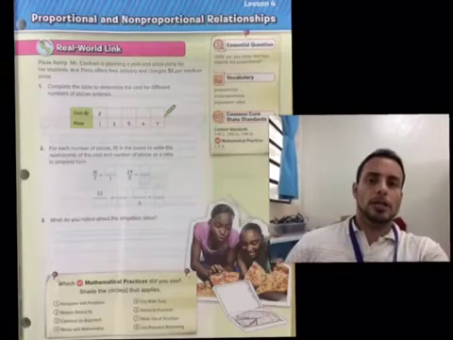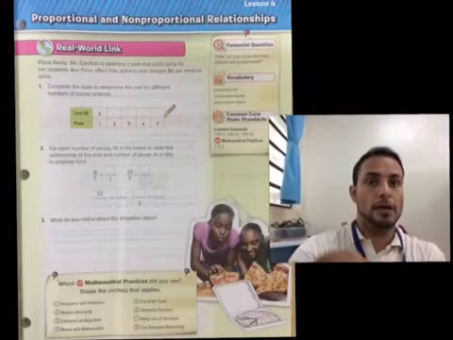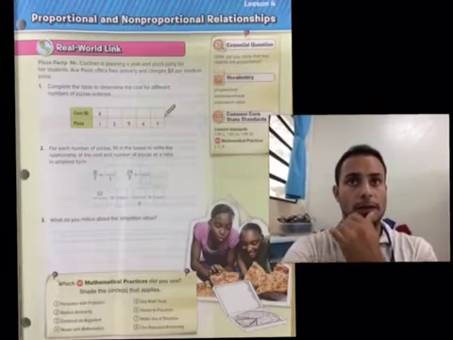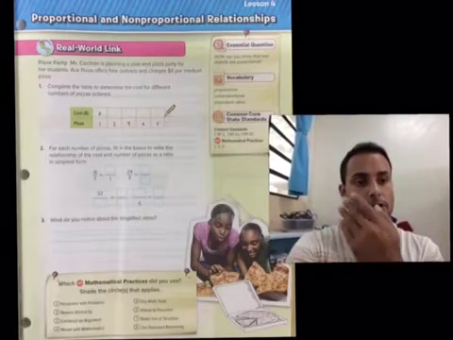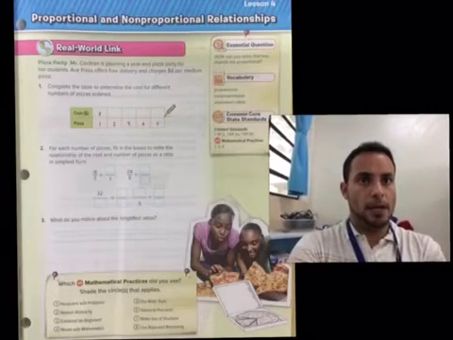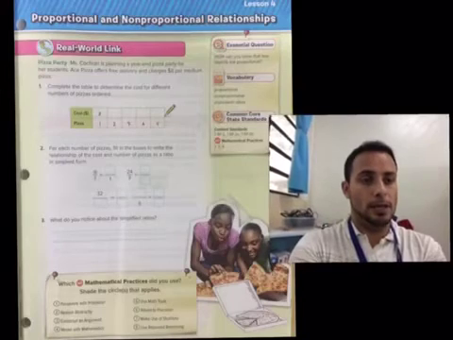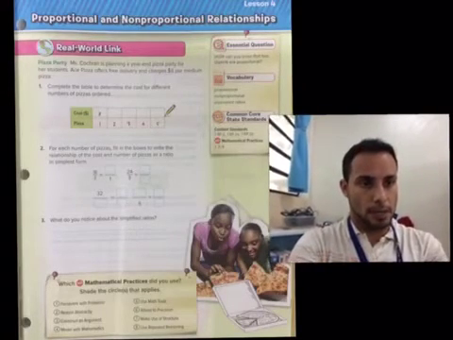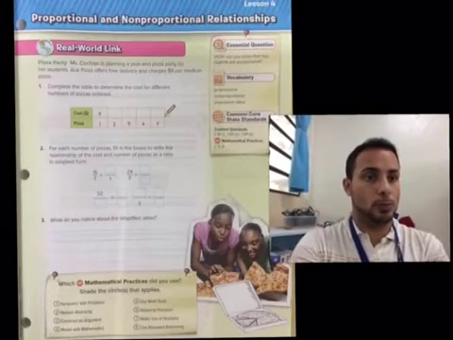Here we're going to be looking at proportional and non-proportional relationships, as you can see right there. Proportional means they're equal, okay? Not necessarily equal in value, but they increase at equal rates. And non-proportional means they don't have that balanced increment that a proportional relationship would.